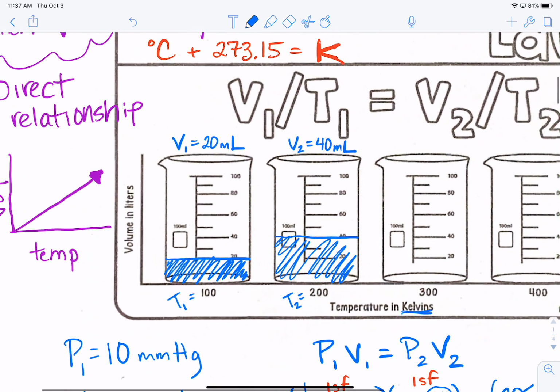All right, here's triple, T3. We've tripled the temperature.